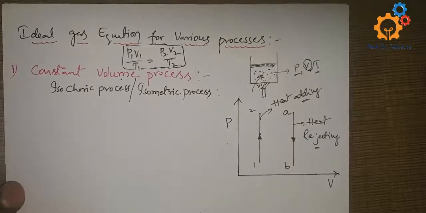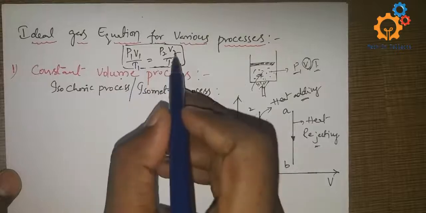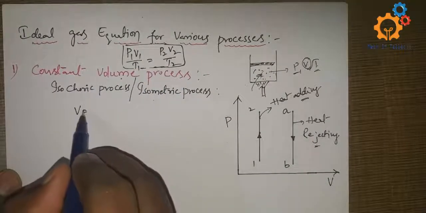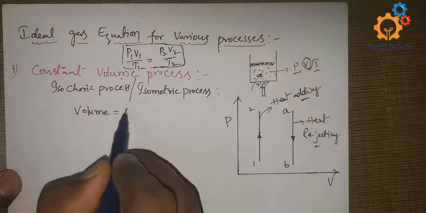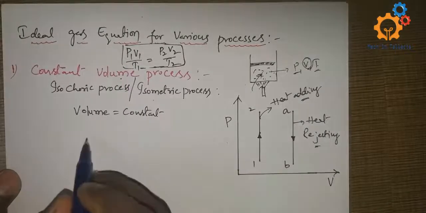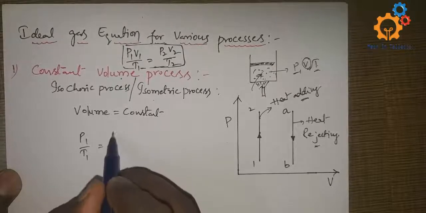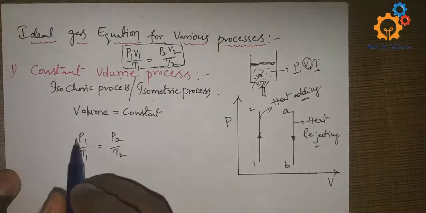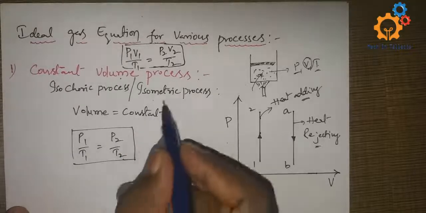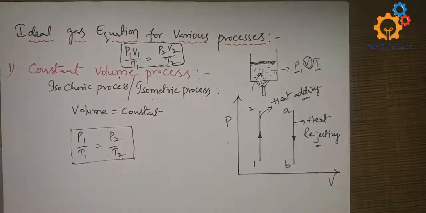Let us apply the same equation to the constant volume process. P1 V1 by T1 is equal to P2 V2 by T2, where volume is constant. So definitely P1 by T1 is equal to P2 by T2. This is the equation for the constant volume process.